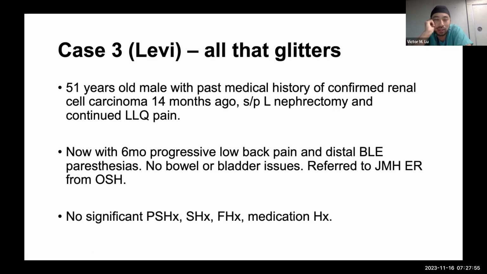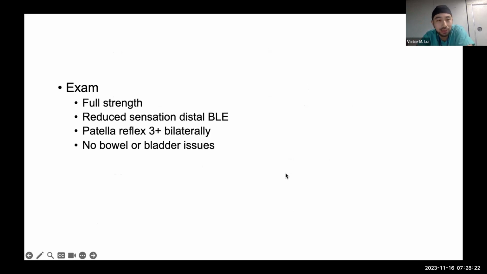It's a 51-year-old male who had a renal cell carcinoma 14 months ago, had a nephrectomy, and had a history of continued left lower quadrant pain. But he now presents with 6-month progressive low back pain and distal paresthesias in his legs. No bowel or bladder issues, and referred to Jackson from an outside hospital with no significant history. On exam, he is full strength, but he does have a reduced sensation distally bilaterally in his lowers with increased reflexes, no bowel or bladder issues. What do you think could be going on?